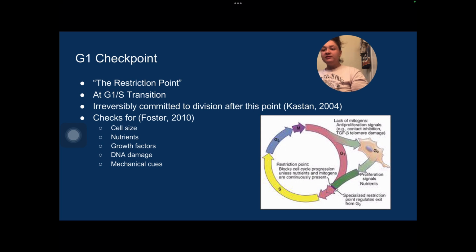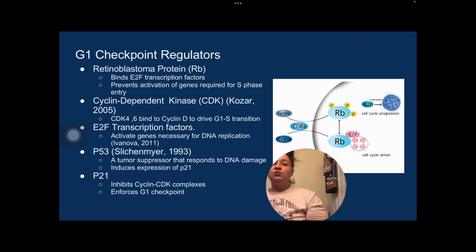Finally, the cell receives and processes external signals, such as growth factors that influence whether it should proceed with division. These signals can either promote or inhibit progression through the checkpoint. As we talk about the cell cycle, we'll talk about each checkpoint, starting with the G1 checkpoint.